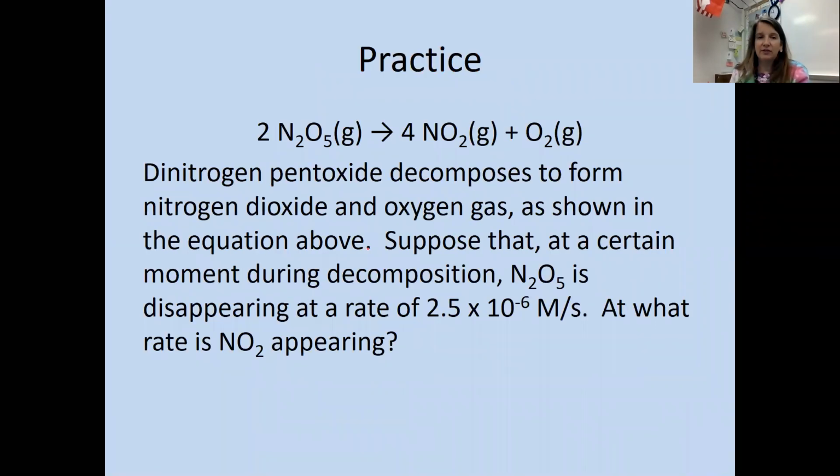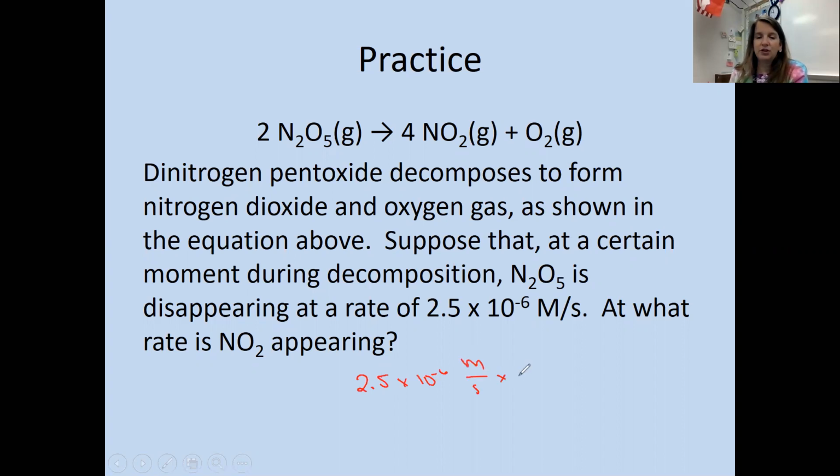All right, so here I have a reaction for the decomposition of dinitrogen pentoxide. It says, suppose that at a certain moment during decomposition, N2O5 is disappearing at a rate of 2.5 times 10 to the negative 6. At what rate is NO2 appearing? So when it gives you the rate of appearance or disappearance of one thing, you can use that rate, which is 2.5 times 10 to the negative 6.